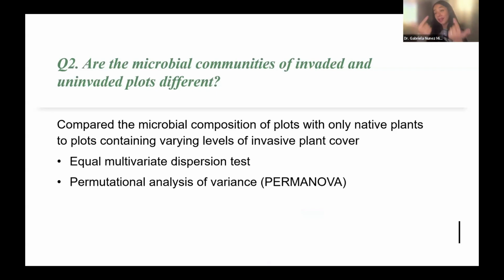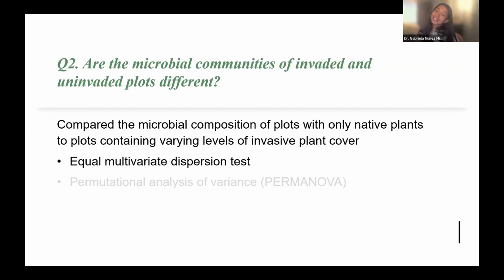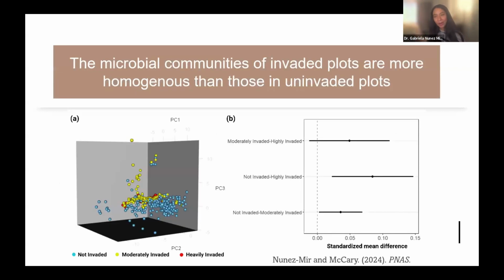And that first test is necessary to do the second test, a PERMANOVA, which tells us, okay, out of all those microbes in the soil, how different are these groups from each other? We were not actually able to run that second test because the first test failed, which sounds bad, but actually tells us a lot. And I'll tell you what it tells us in a little bit. So what we learned from that failed first test is that it failed because the microbial communities of invaded plots were a lot more similar to each other, so a lot more homogeneous than those in uninvaded plots.